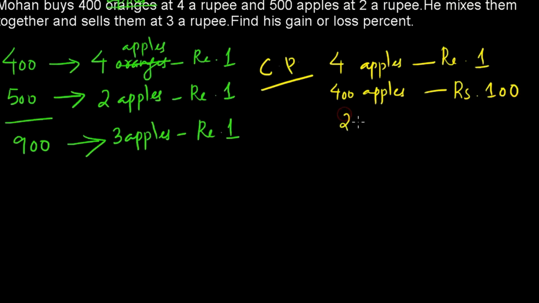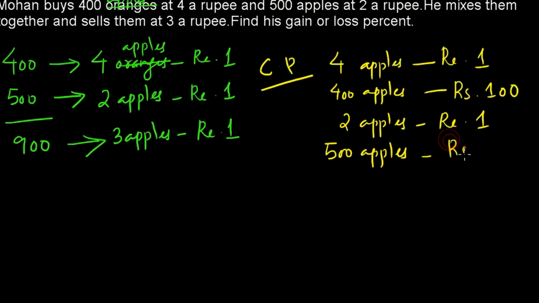Same way, the next one, 2 apples, 1 rupee. Then what about 500 apples? So 500 apples, 2 into 250 gives us 500. So the right hand side also multiplying by 250, we will be getting rupees 250. So what is our total cost price? Total cost price is equal to this 100 plus 250. That is 350 will be our total cost price.